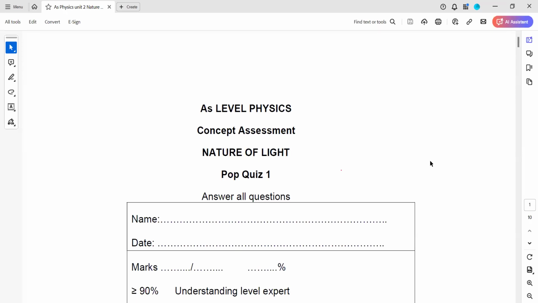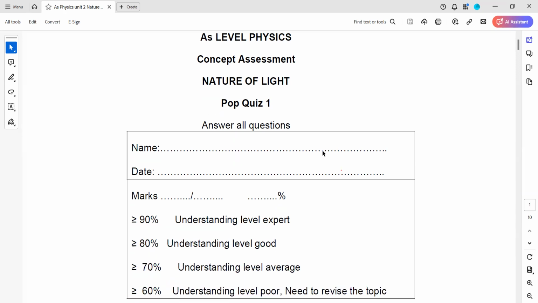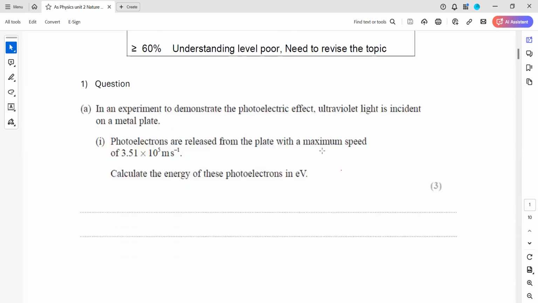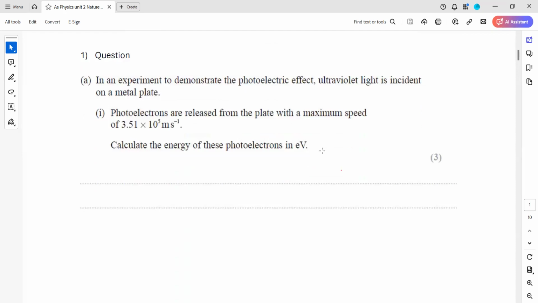The pop quiz is related to the nature of light. In the first question, in an experiment to demonstrate the photoelectric effect, ultraviolet light is incident on a metal plate. The photoelectrons are released from the plate with a maximum speed of 3.5 × 10^5 meters per second. Calculate the energy of these photoelectrons in electron volts.